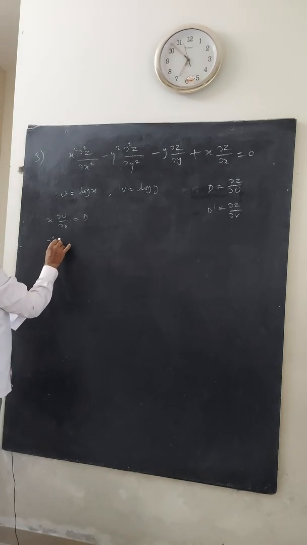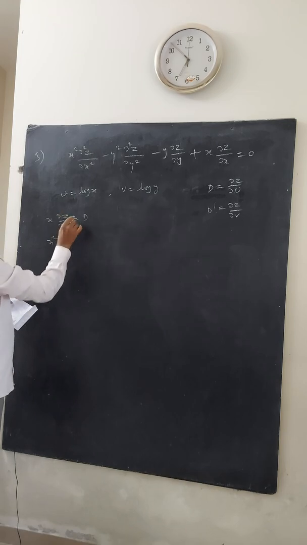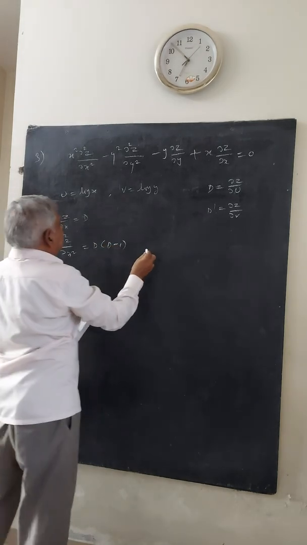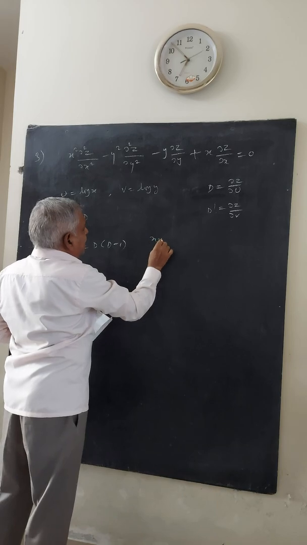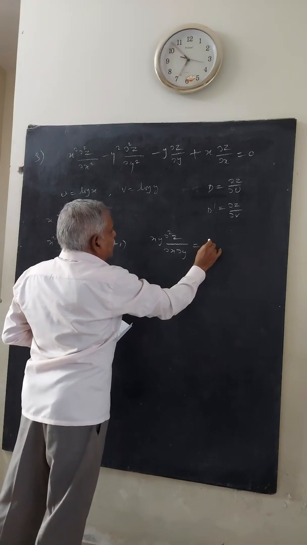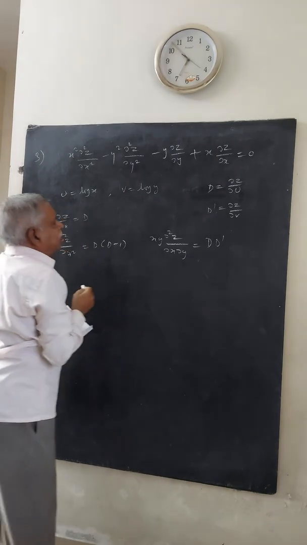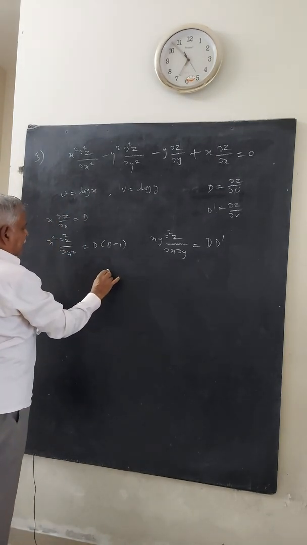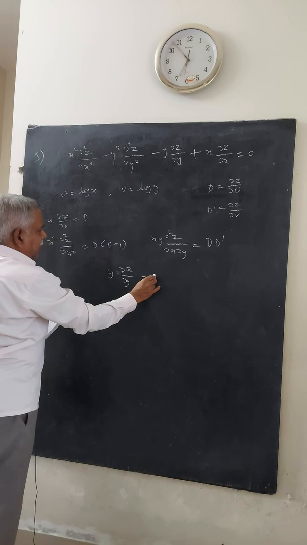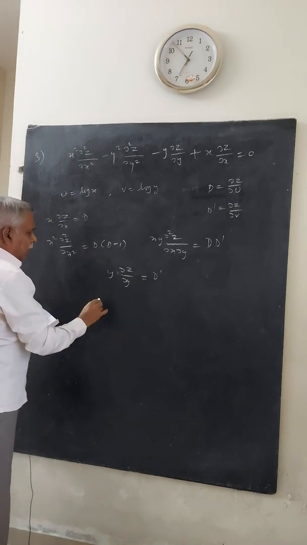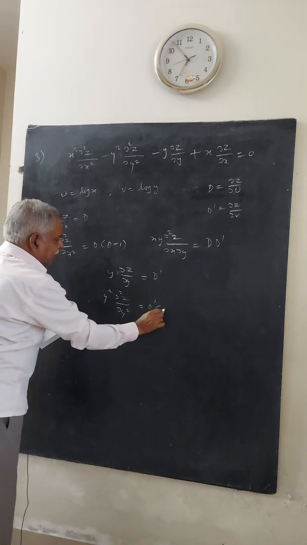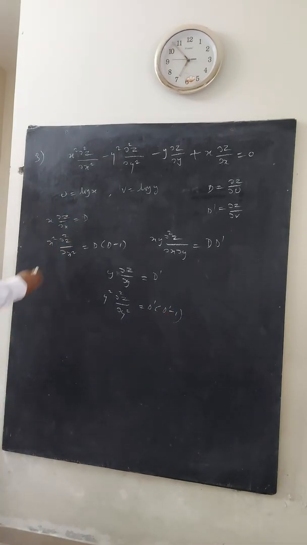Similarly, x² ∂²z/∂x² = D(D − 1), xy ∂²z/∂x∂y = DD', y ∂z/∂y = D', y² ∂²z/∂y² = D'(D' − 1). This is all applying for this sum.